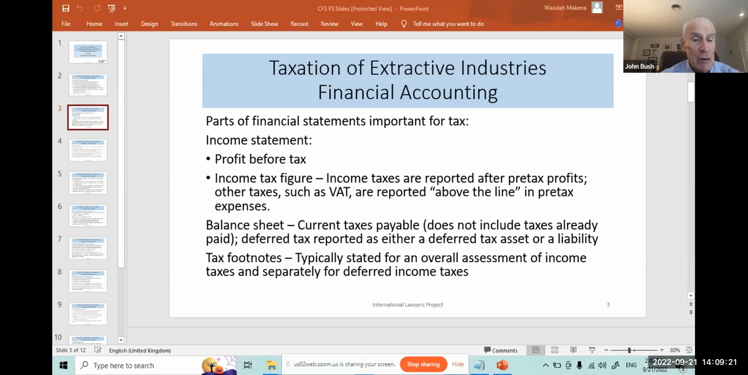And then finally, there's a tax footnote. Frequently, there are 2 tax footnotes. As we will see in Rio Tinto's financial statements, there's one just on the tax calculation, 1 footnote, and another footnote that deals with deferred taxes. Okay, let's move to slide 4 if we could.